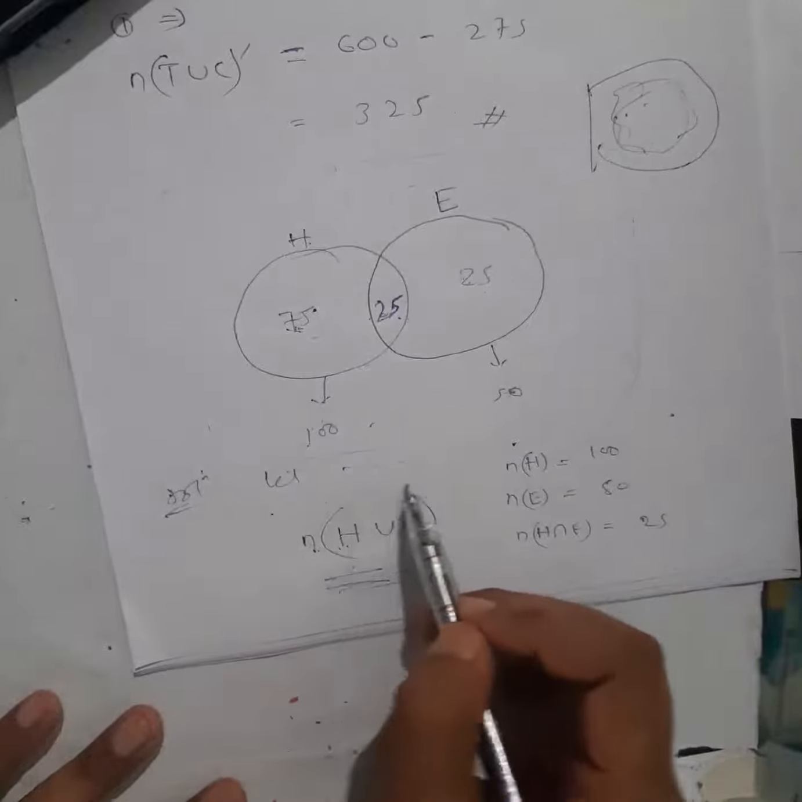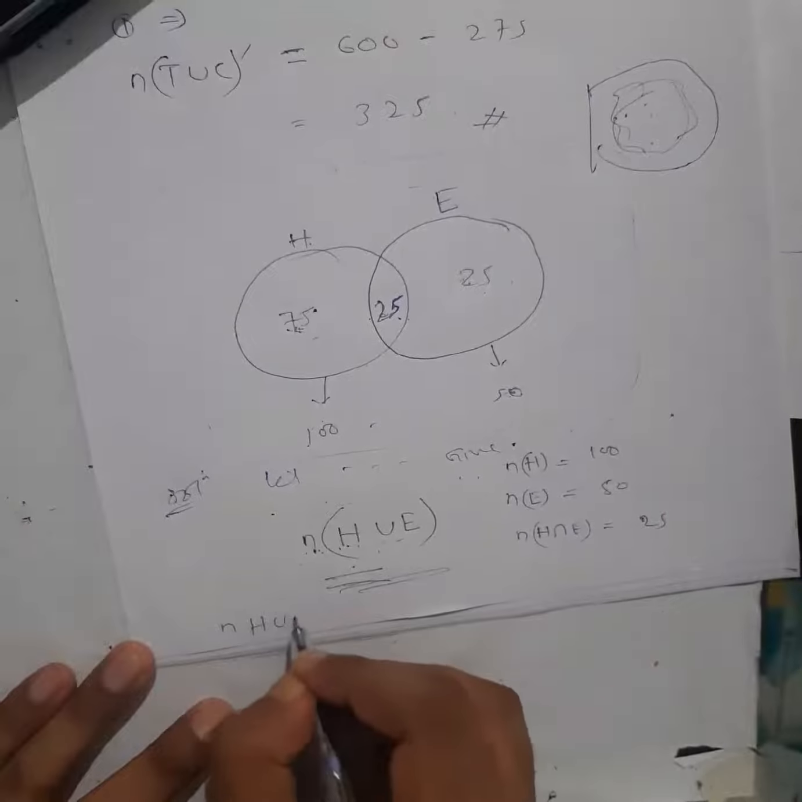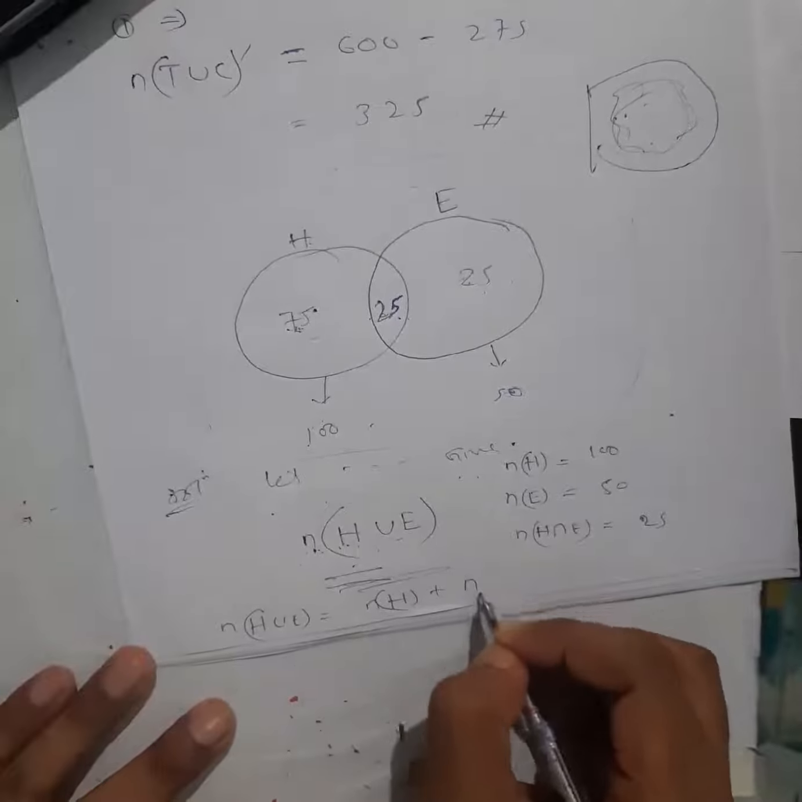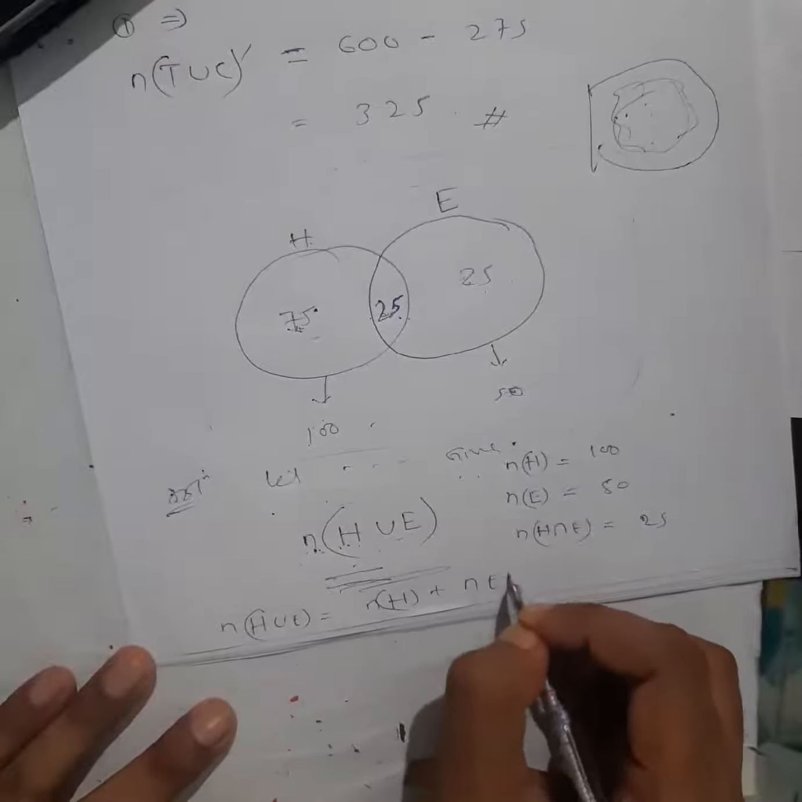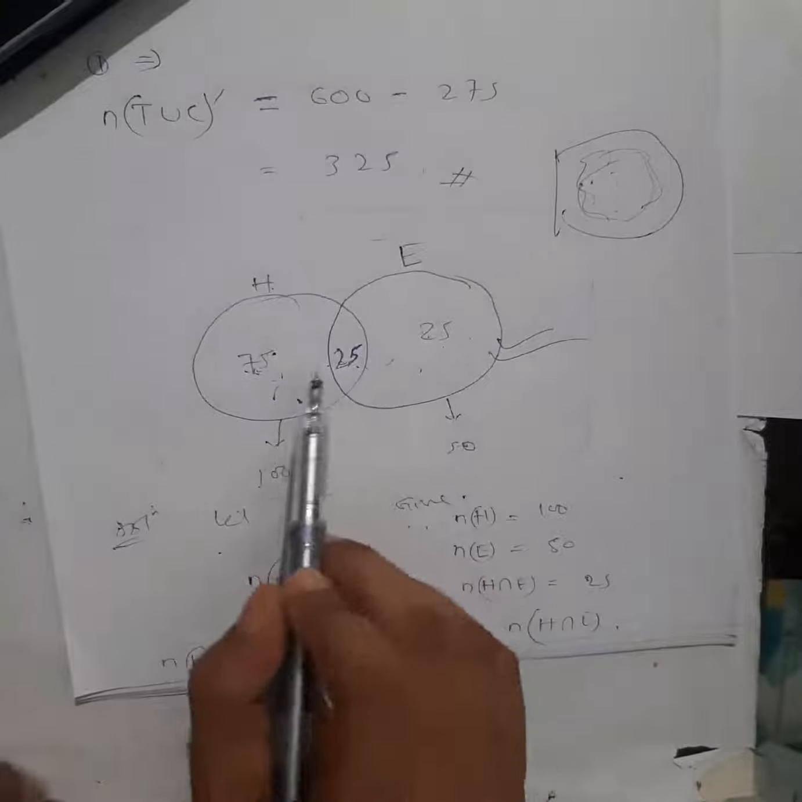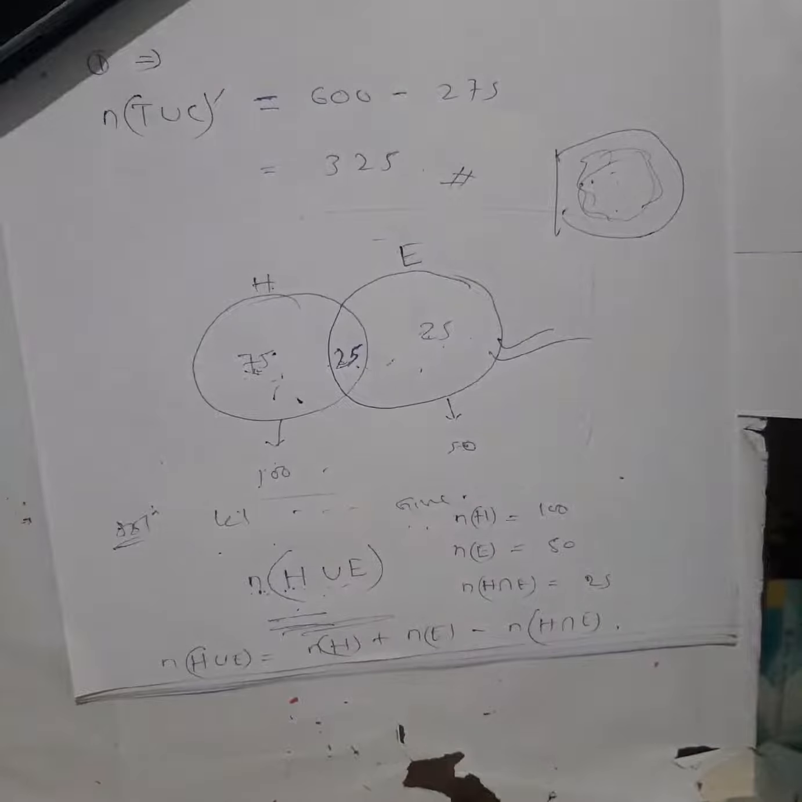Formula you know, right? H union E, how to find out? H union E is equal to number of students who know Hindi plus number of students who know English minus number of students who know both. Put the values here, solve it, you will get the answer. Okay, so very simple. The important thing here is whether you are able to draw the Venn diagram or not. That is very important. If you know Venn diagram, easily you can solve all the questions in set theory.